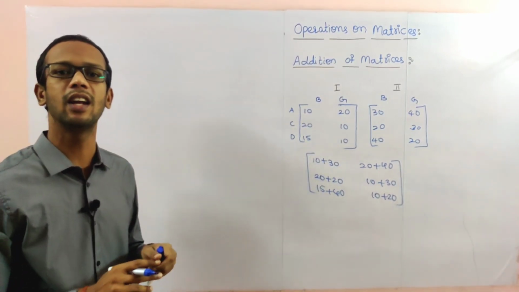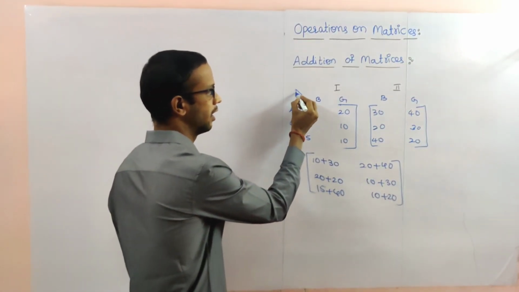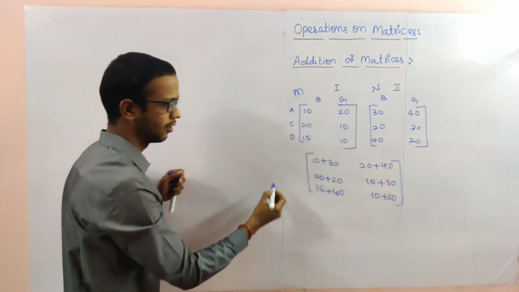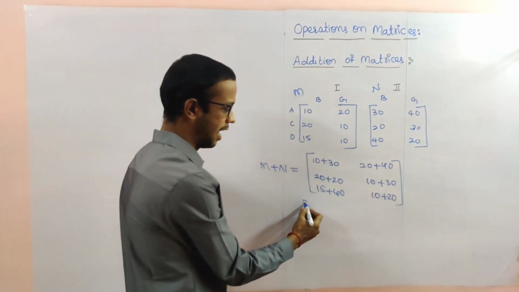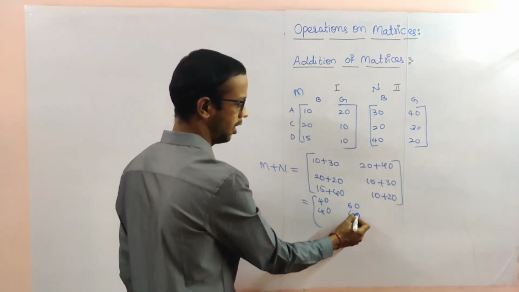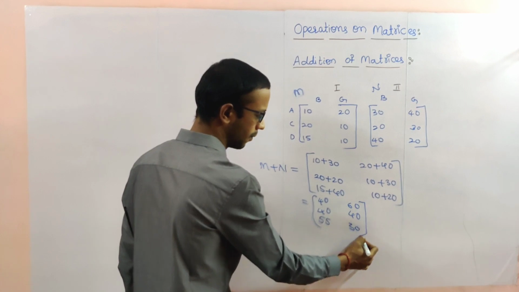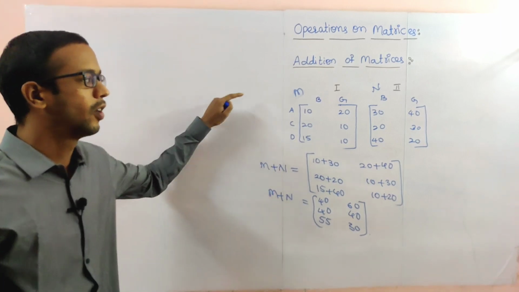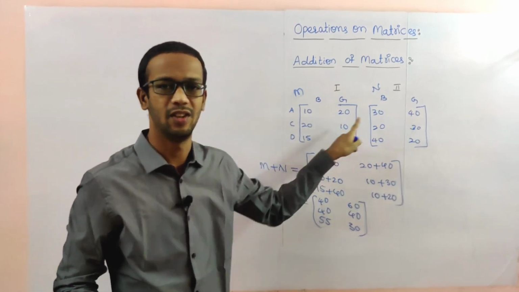So what are we doing here? Addition. If you take this as the first matrix, I am taking it as the M matrix. This is the N matrix. What did we do here? We did M plus N. If you add, what will you get? 40, 60, 40, 40, 55 and 30. So this is M plus N. How did we do it here? You can observe, corresponding elements are added. Corresponding elements addition we did.